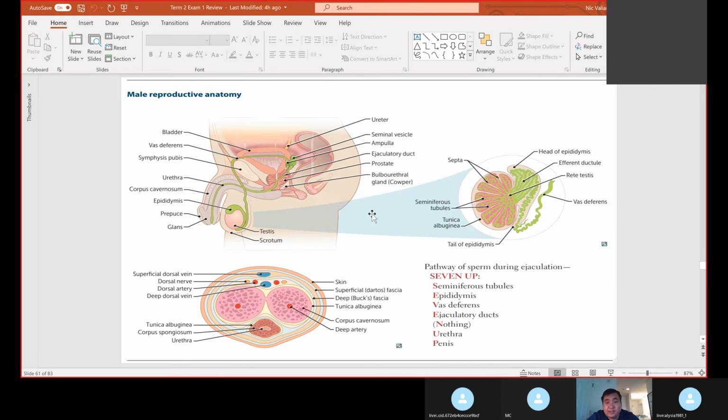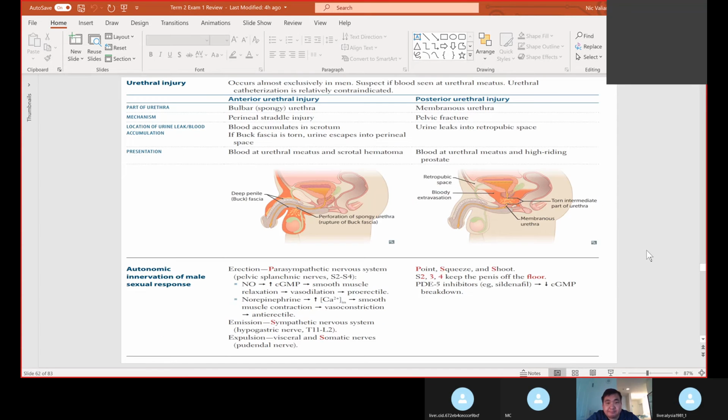Again, male reproductive anatomy, the pathway of the sperm, 7 up: seminiferous tubules, epididymis, vas deferens, ejaculatory ducts, urethra, and the penis. High yield, urethral injury. Anterior urethral injury versus posterior urethral injury. What can you see in anterior urethral injury? What kind of presentation here?